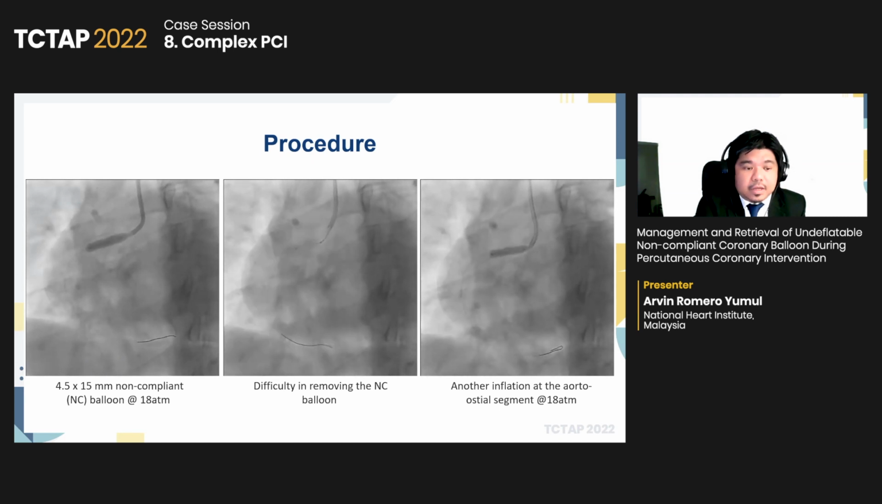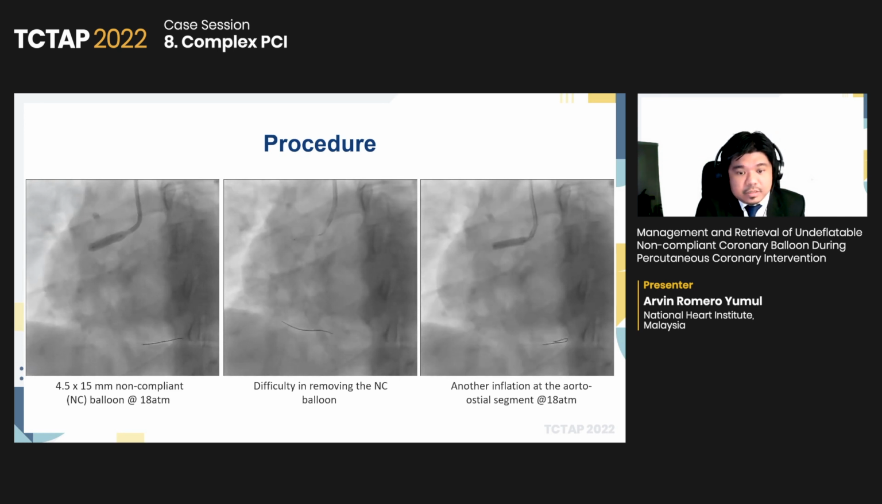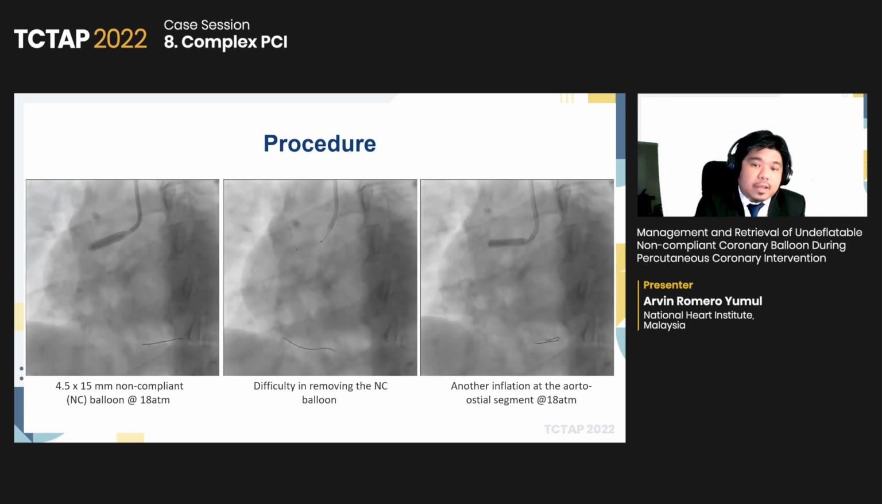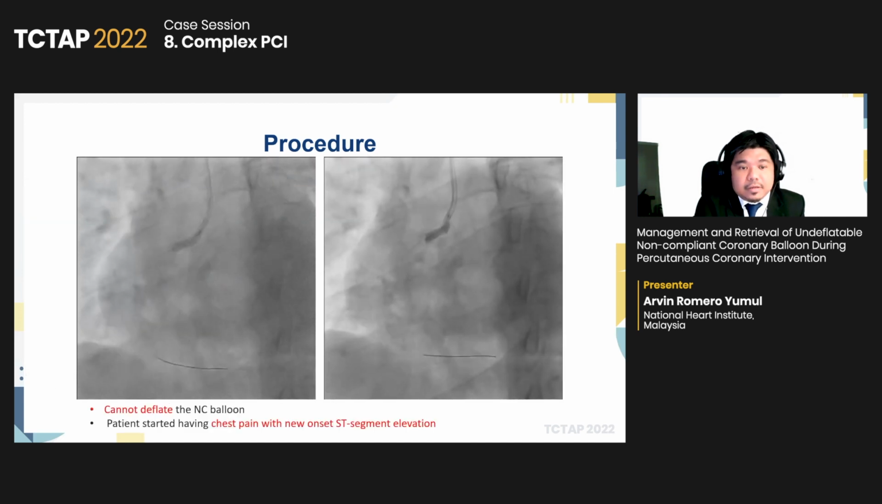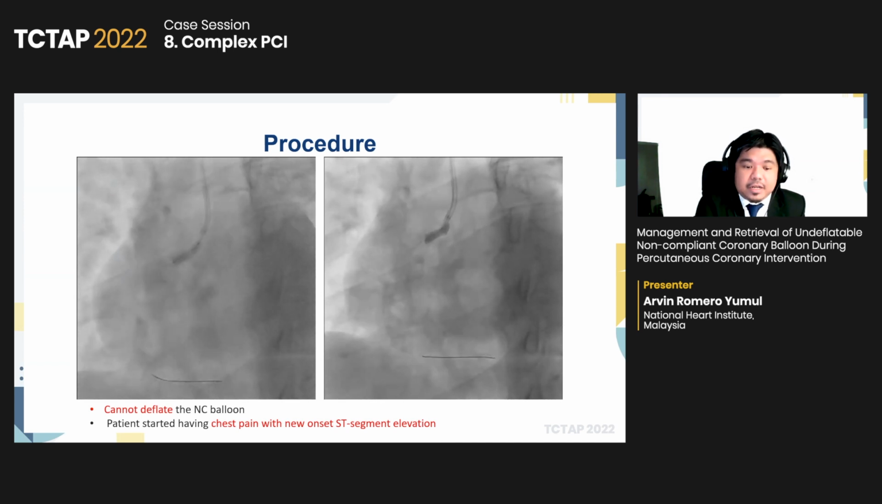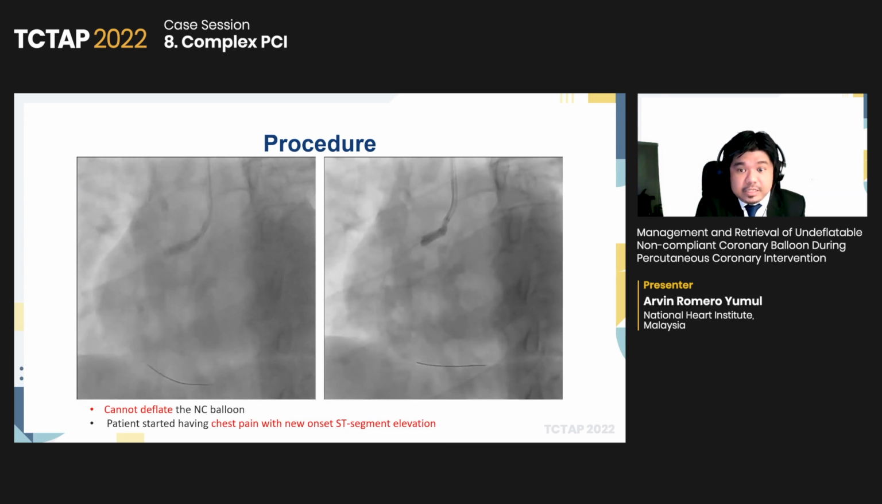We then proceeded with post-dilatation with an NC balloon, 4.5 by 15, initially inflated at 18 atmospheres. However, after the first inflation, there was difficulty in removing the non-compliant balloon despite forceful pullback. Hence, we did another inflation at the aorto-ostial segment at another 18 atmospheres. However, after that, we could not deflate the NC balloon, and the patient started having chest pain with new onset ST segment elevations on the ECG.